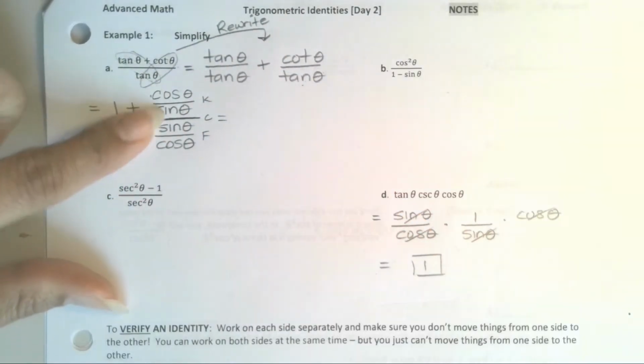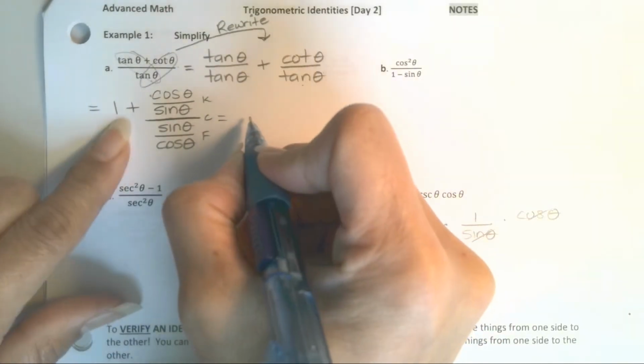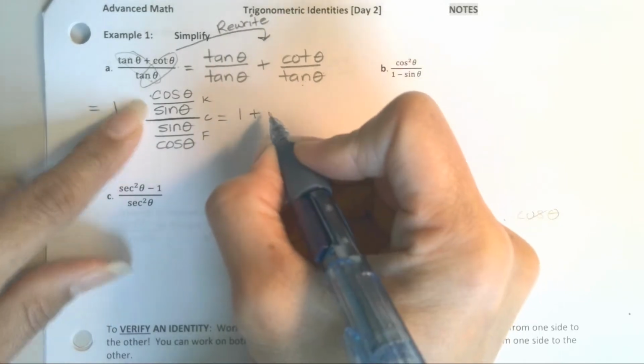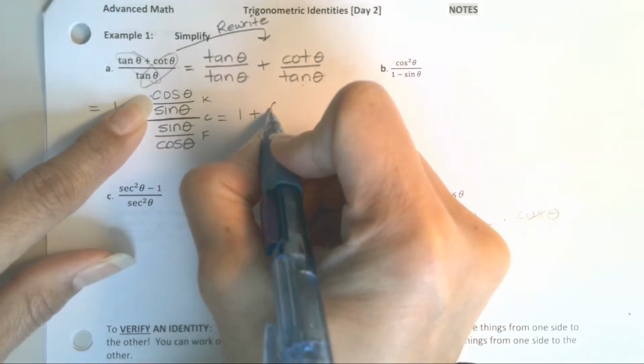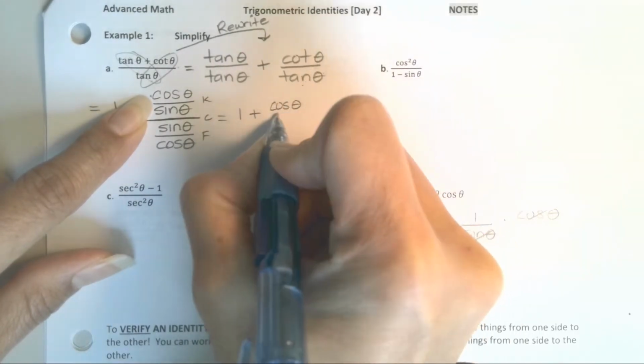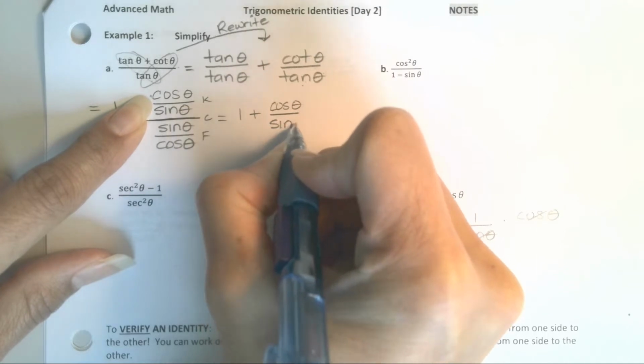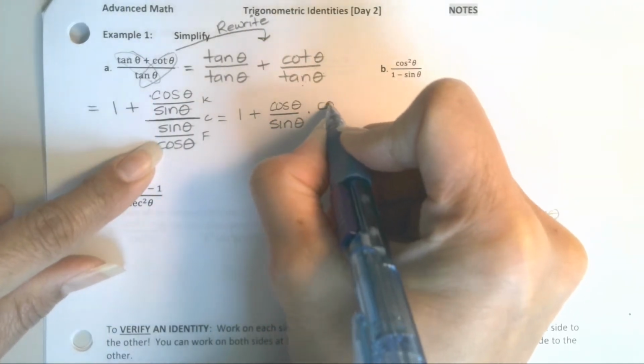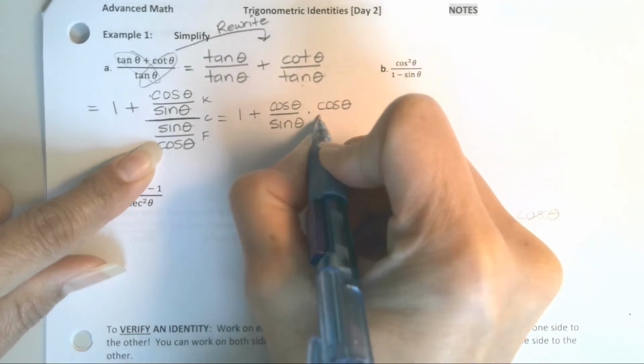We have a stacked fraction. So we are going to rewrite. So we bring the 1 and the plus over. We keep the first fraction, which was cosine theta over sine theta. Change it to multiplication, and we flip to make it cosine over sine.